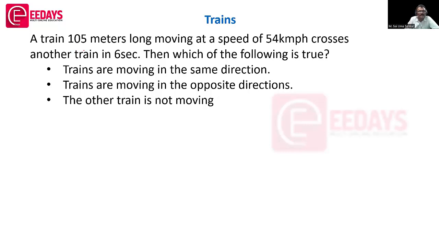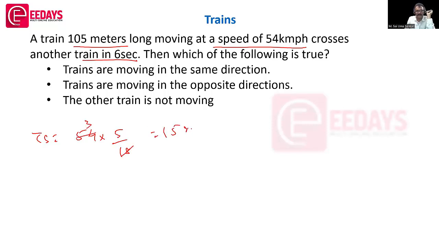A train 105 meters long, moving at a speed of 54 kilometers per hour, crosses another train in 6 seconds. Which of the following is true? Here, the train length is 105 meters, the speed is 54 kilometers per hour, and another train crosses it in 6 seconds. Now let's convert the train speed into meters per second: 54 into 5/18, 3. That is equal to 15 meters per second.